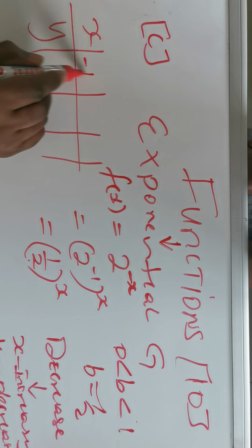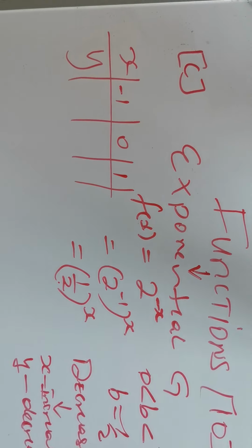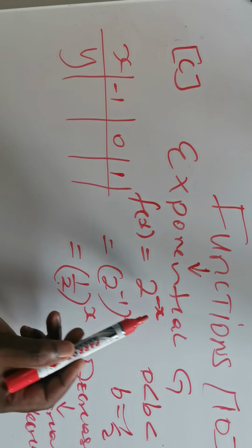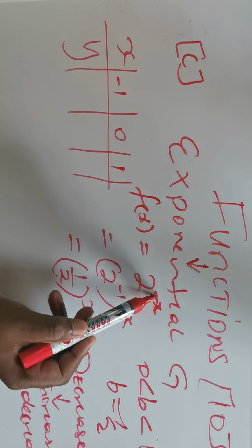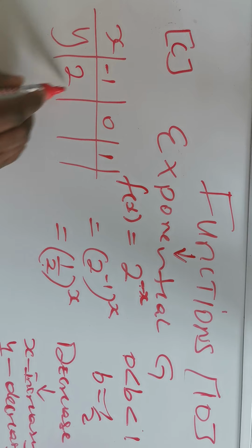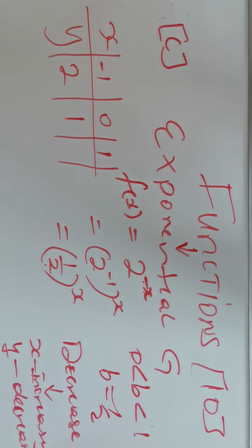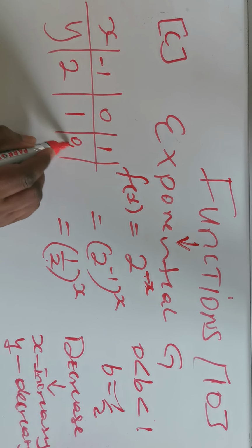Then we set up the table. Let's simply put negative 1, 0, and 1. If you put negative 1, you have a negative here, and this will give you positive. So 2 to the power of 1, that is 2. You put 0, and any number raised to power 0 is 1. If you put 1 there, that will give you 0.5.